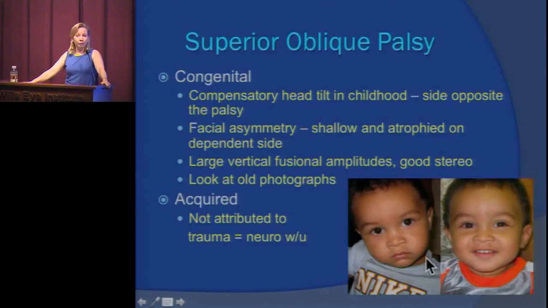So you want to look at old photographs for a previous head tilt in a patient. In an acquired situation, not attributed to trauma, this will signify that you'll need to do a neurological workup. And again, those fusional amplitudes in an acquired situation usually are much less.